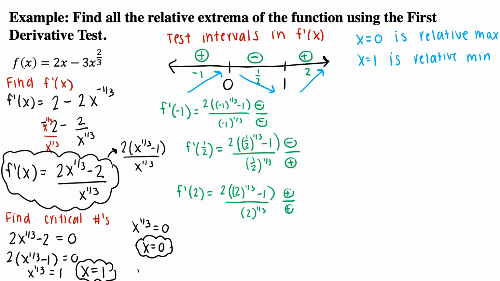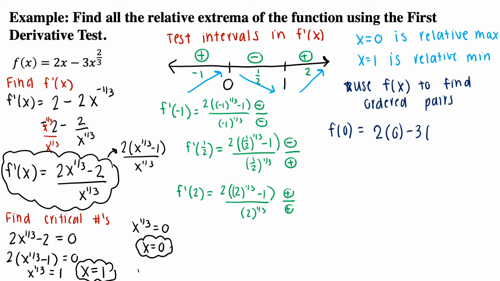And then we get that bonus added step where we get to use our original function f of x to find our ordered pairs. So we want to look at f of 0, plugging into our original function, we get 2 times 0 minus 3 times 0 to the 2/3 power, which just gives us 0. And looking at f of 1, we get 2 times 1 minus 3 times 1 to the 2/3 power, which gives us 2 minus 3, which is just negative 1.